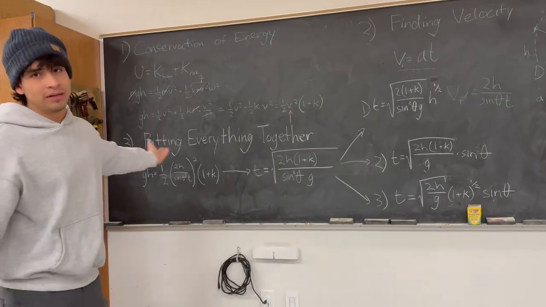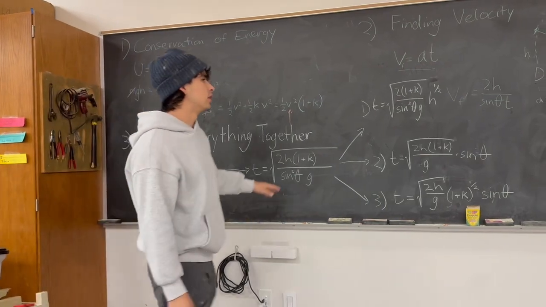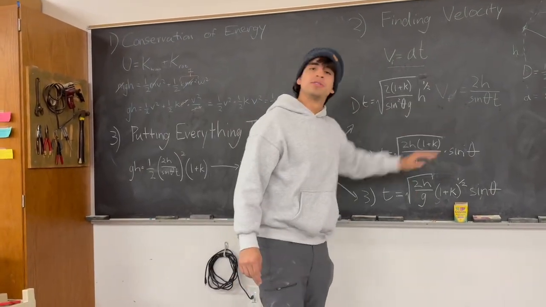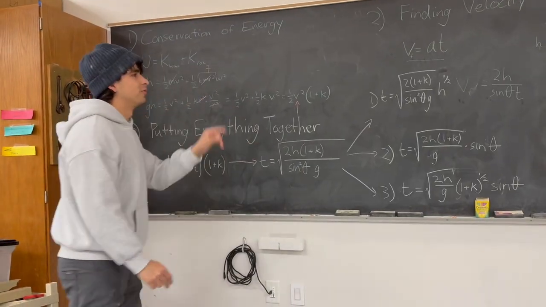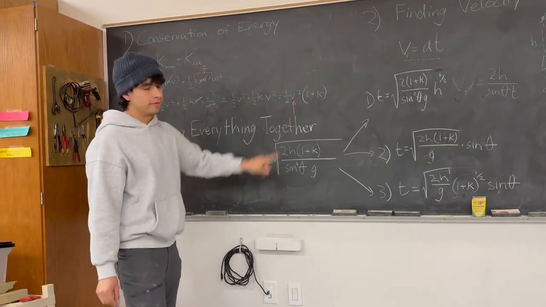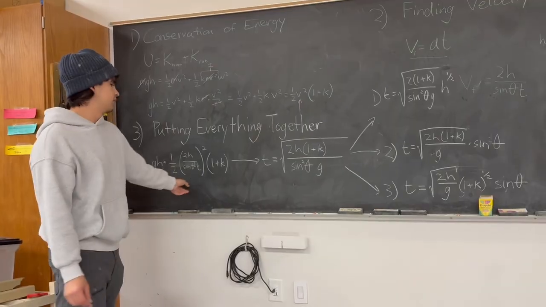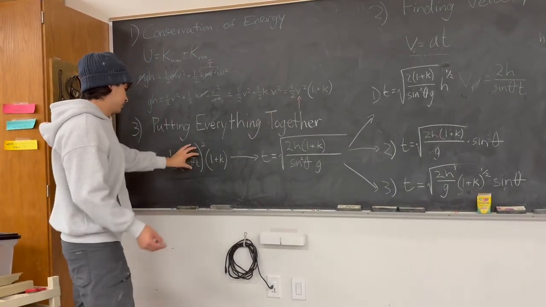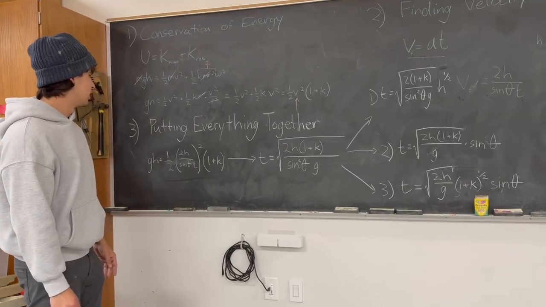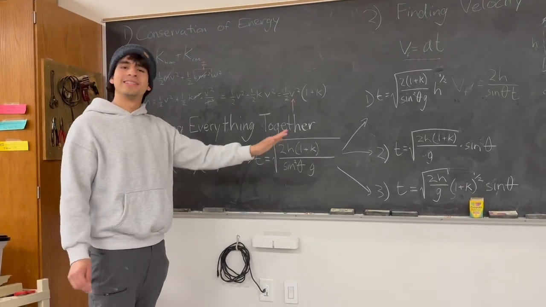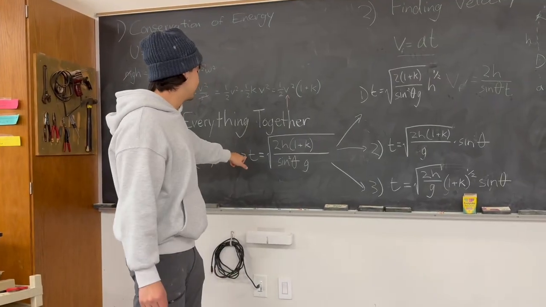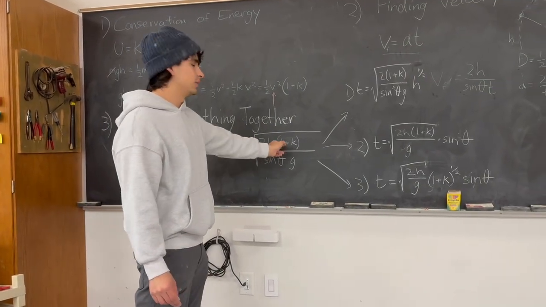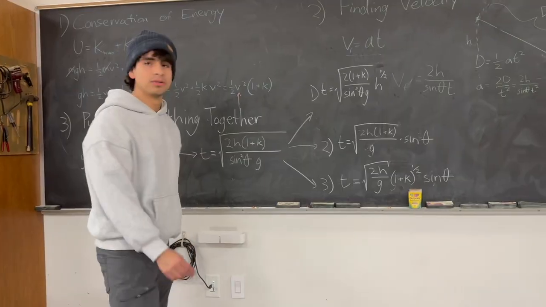Okay, so now we're going to put everything together. Now that we know that the v final equals 2h over sine theta over t, we can replace the v squared with that, and then you get this equation. See, the v squared is now replaced by 2h over sine theta times t. And then you can do some algebra, which I will not show here because it takes a long time. You get t squared equals 2h times parentheses 1 plus k over sine squared theta g.